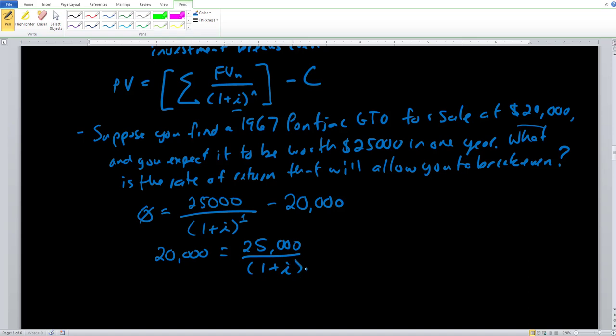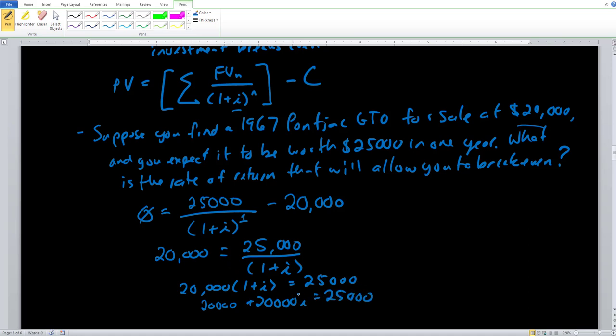And then we want to get rid of the denominator right here. So we're going to multiply both sides by 1 plus I. So we have 20,000 times 1 plus I is equal to $25,000 right here. And then we go ahead and distribute the $20,000 on both sides. We have 20,000 plus 20,000i equals 25,000.